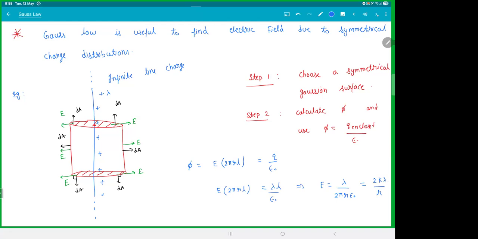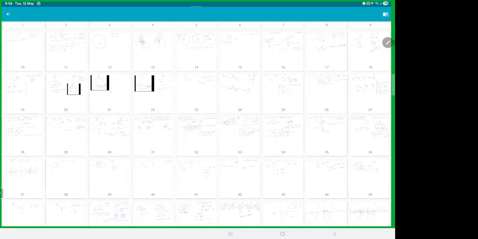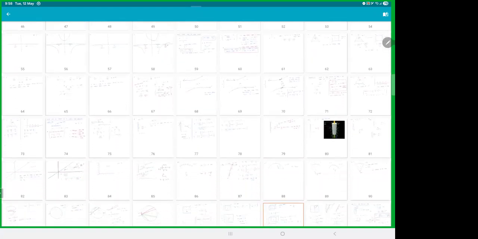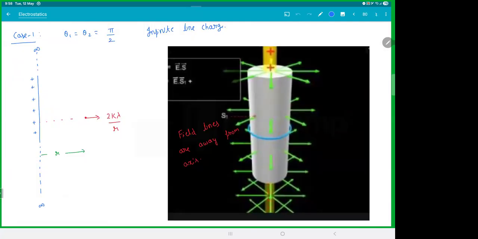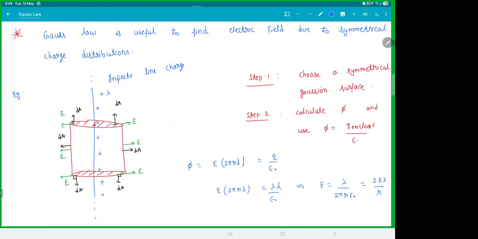Clear with this? If you remember how we derived this result, we did a big integration in electrostatics. We actually found the value for a finite rod, and then we said theta 1, theta 2, 90, and then we got the result. So we can actually get this result without all that integration very easily. But the drawback is what? If I give a finite rod, Gauss law is useless because there is no symmetry. So Gauss law is powerful when there is a symmetry. Are you all clear with this?